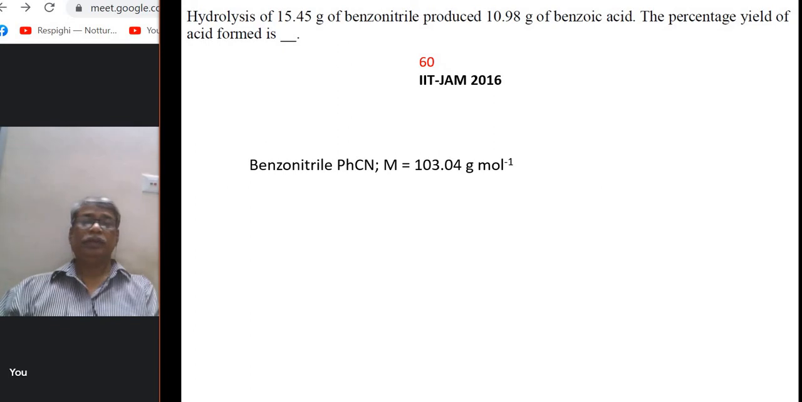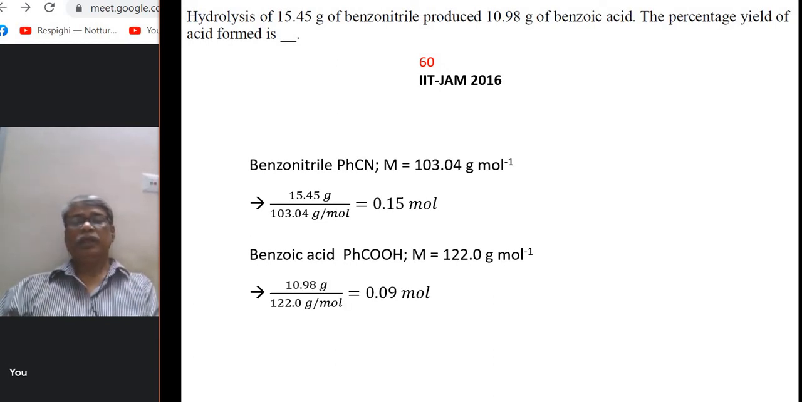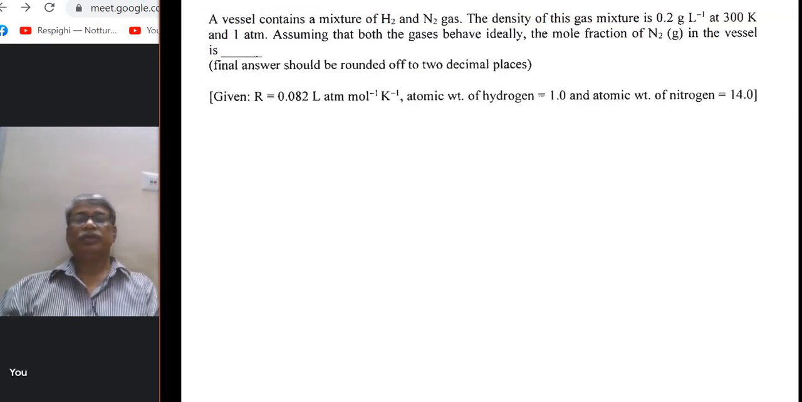Benzonitrile is like this. So M is 103.04 gram per mole, and so the number of moles is given mass in grams divided by molar mass in gram per mole, so 0.15. And benzoic acid similarly, it gives you 0.09 mole. So now you can calculate the percentage, 0.09 by 0.15 into 100. So that gives you exactly 60. So that is why the answer is 60.